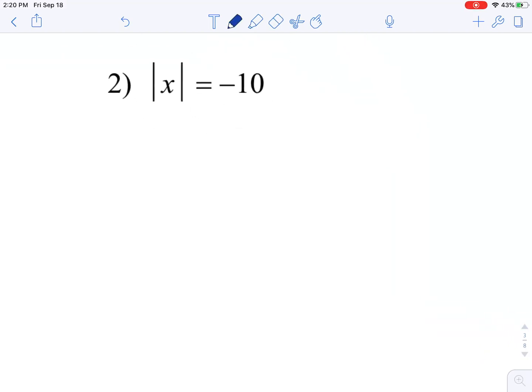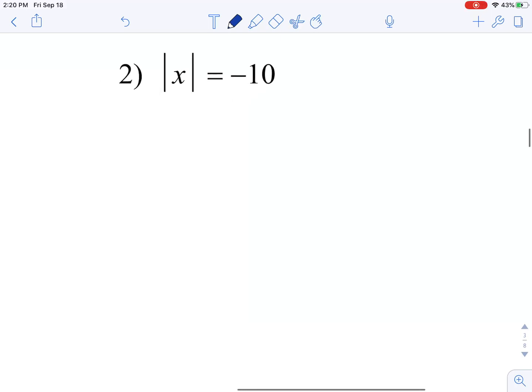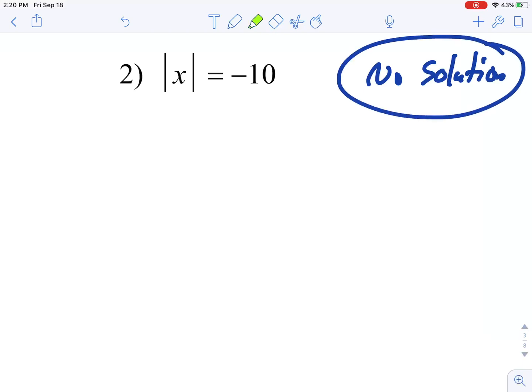So let's do this. Number 2 is going to be just quick and easy. We have absolute value of x equals a negative number. It's impossible for an absolute value to equal a negative number. Therefore, this is no solution. There's really no work to show. You just have to recognize that when an absolute value equals a negative, there's no solution.